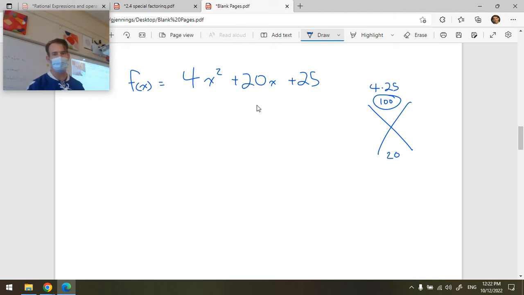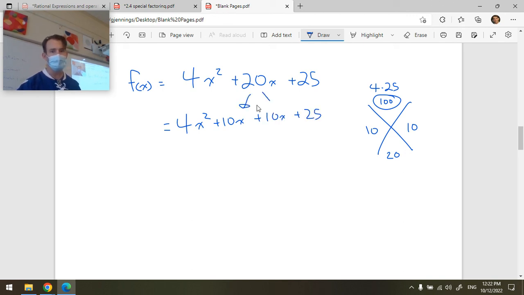How do you multiply to 100 and add to 20? Oh, yeah, 10 and 10 will do it, won't it? Yeah. See, that wasn't hard. 10 and 10. Oh, we have the same number showing up in 2 places. Maybe this creates a perfect square. So then we do this. 4x squared plus 10x plus 10x plus 25. Okay? You just decompose the middle term by these numbers. That tells you how to break up this number.